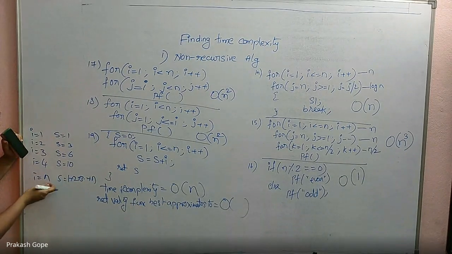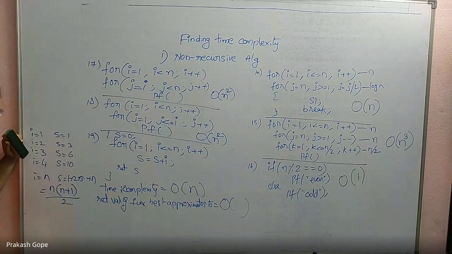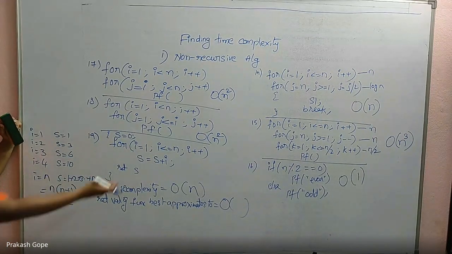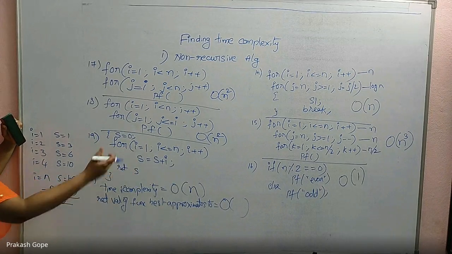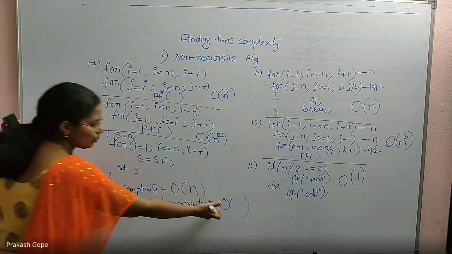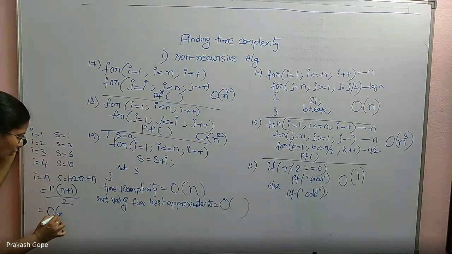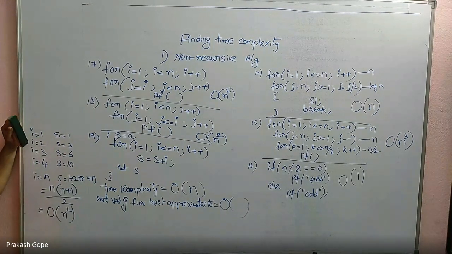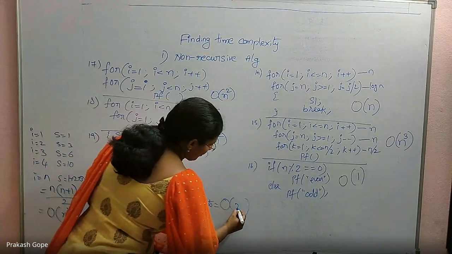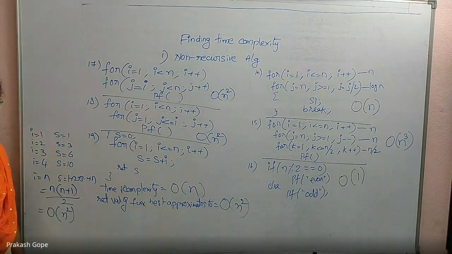What is the formula for the sum of n natural numbers? n into n plus 1 by 2. This is what is getting returned by this function, because that's what I am calculating in s, and finally I am returning it. So this is the exact answer. But I am interested in big O notation, right? It's a polynomial of degree 2, so it is big O of n square only. So the return value of this function best approximates to big O of n square.